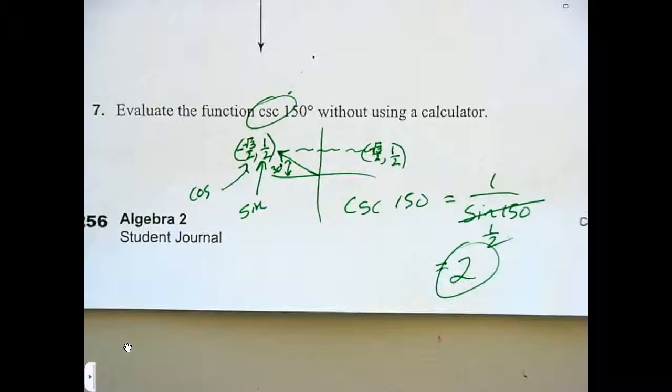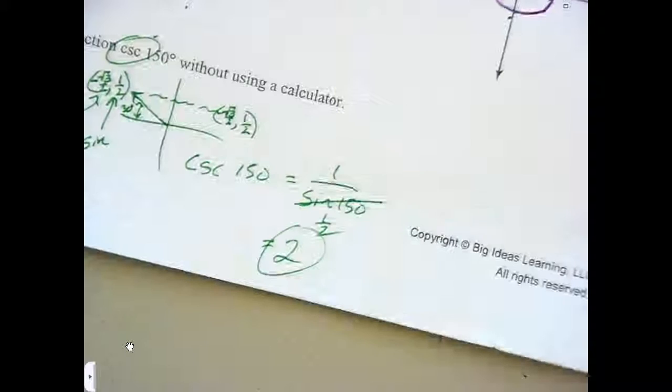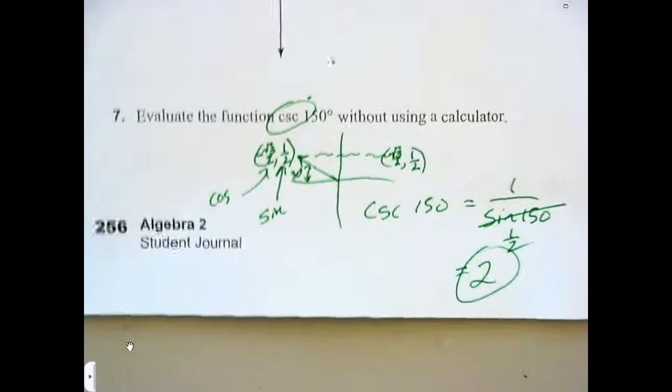Any questions? Yeah. How would you do it if it was an angle like 105? For 105, we have to use other properties. If it's not a special angle, there are other properties we use. You just haven't learned them yet. Angle sum identities, angle difference identities, we use all that stuff, but that's later in the chapter. Right now we're dealing with just the special ones.